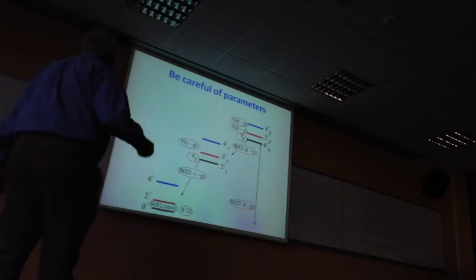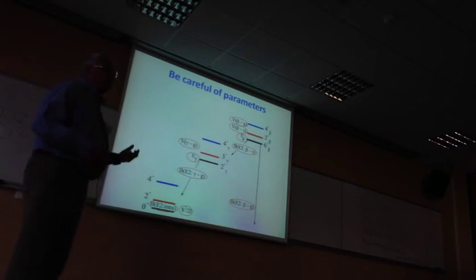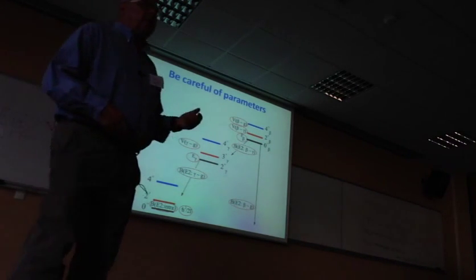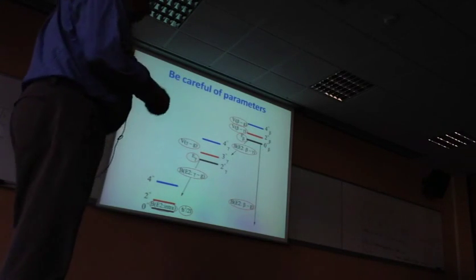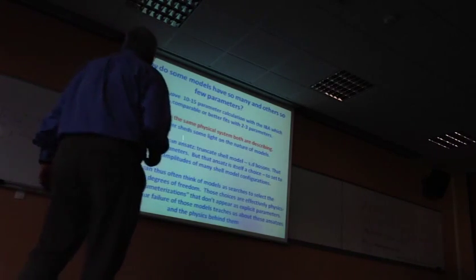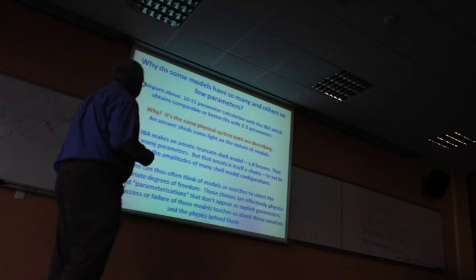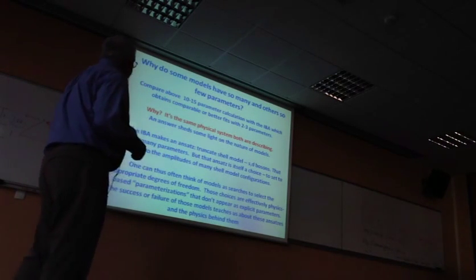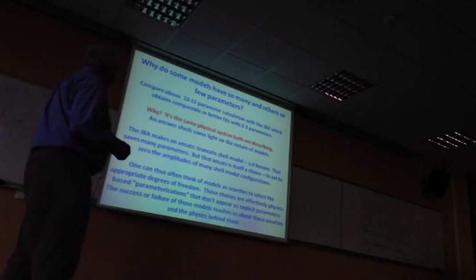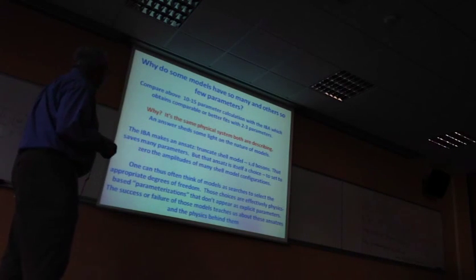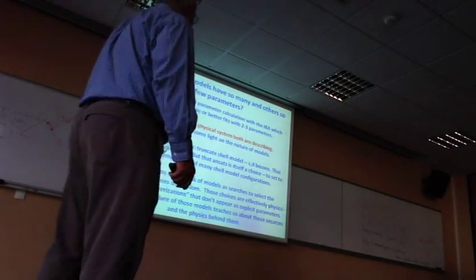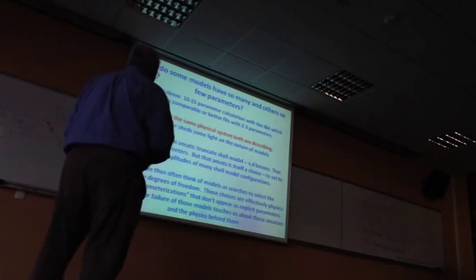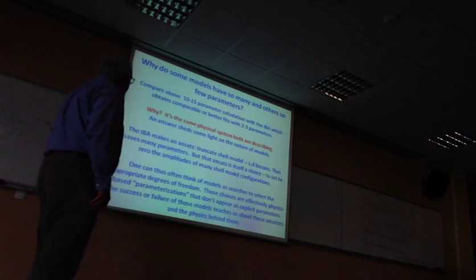So be careful when you use any model to think about how many parameters. Parameters are not necessarily bad if they're mandated by the data. Okay. So why do some models have so many parameters and others have so few? The above 10 to 15 parameter calculation gets approximately comparable agreement to the IBA with its two parameters or three. What does that tell you? It may not tell you exactly what you think it tells you. They're both describing the same physical system.